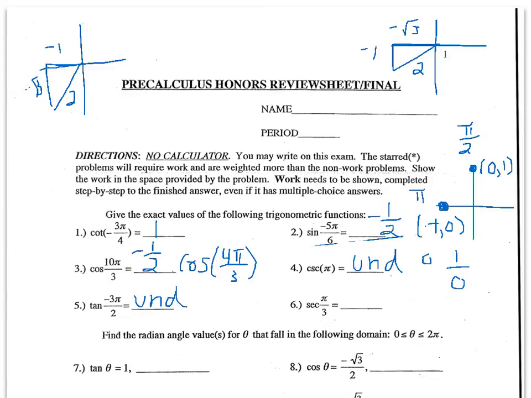For the secant of pi over 3, we want to draw pi over 3, which is in the first quadrant. And we want to remember that that's a 60-degree angle, so the sides are going to be root 3, 1, and 2. Secant is the inverse of cosine. So if the cosine is 1/2, the secant is going to be 2.